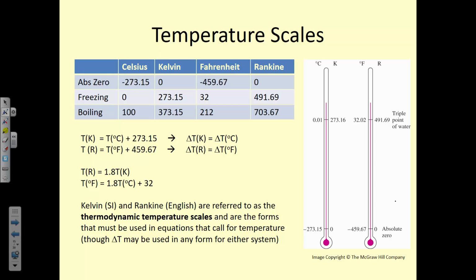With temperature, we use a couple of different scales in the class. In the SI system, we use Celsius and Kelvin. In the English system, we use Fahrenheit and Rankine. And there are all of these conversion factors to convert from one to another. Kelvin and Rankine are referred to as the thermodynamic temperature scales. So they're the ones that we use in any equation involving temperature where it's just temperature itself and not a change in temperature. So in the ideal gas law, for example, it's very important to always use either Kelvin or Rankine, depending on which unit system you're working in, when you put numbers into that equation.